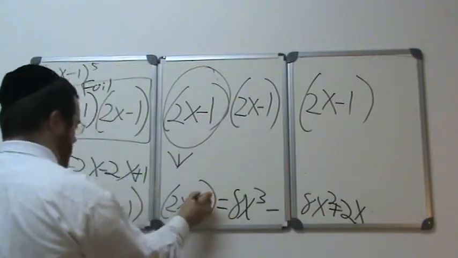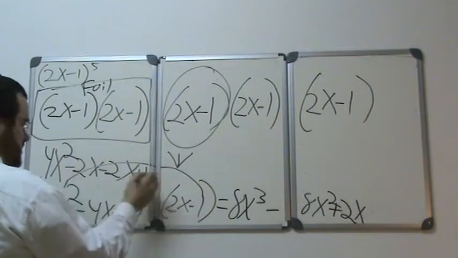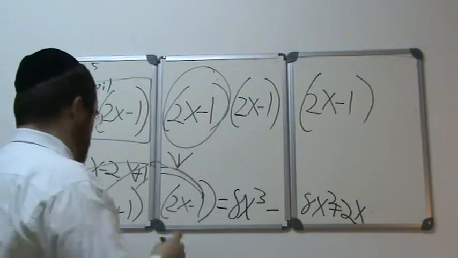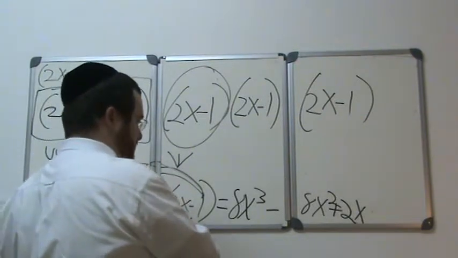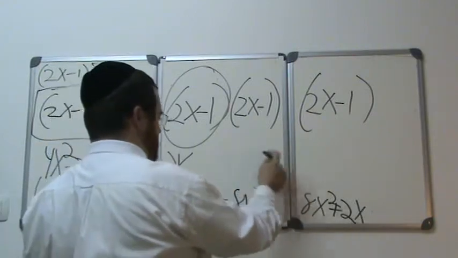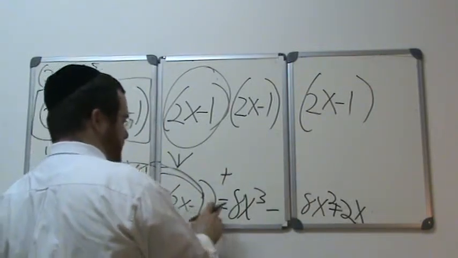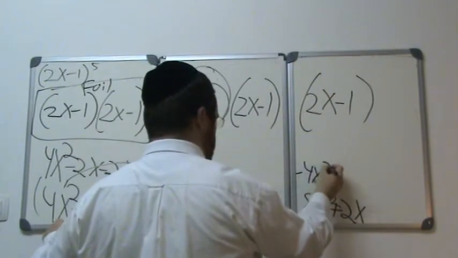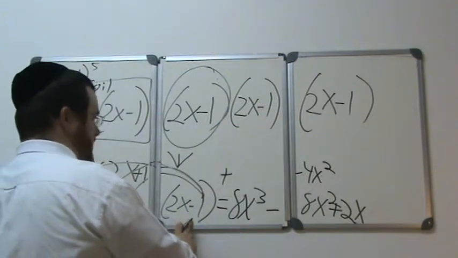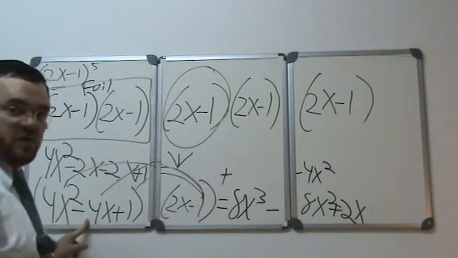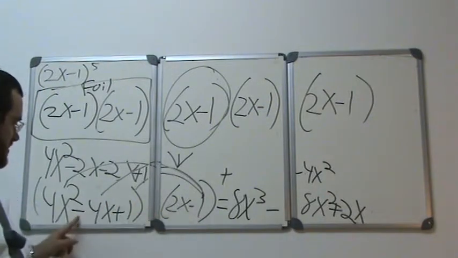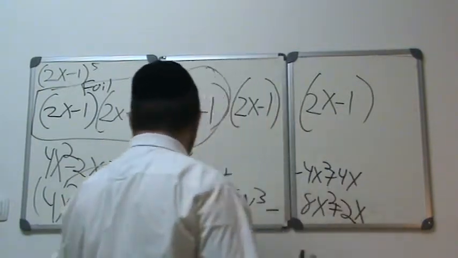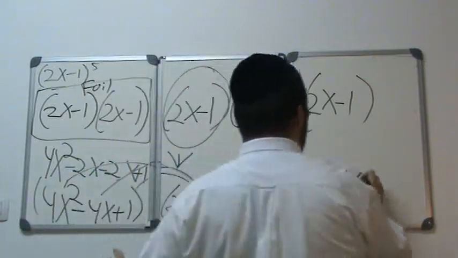Then you have to do the same thing with the 1. 1 times the 4x squared, then 1 times the 4x, and then 1 times 1. So 1, it's a negative 1. Negative 1 times 4x squared. I'm going to write it on top. I'm going to add these together. Negative 1 times 4x squared is negative 4x squared. Then negative 1 times negative 4x, a negative times a negative is a positive. Negative 1 times a negative makes a positive 4x. So it's plus 4x. And negative 1 times 1 is equal to negative 1.